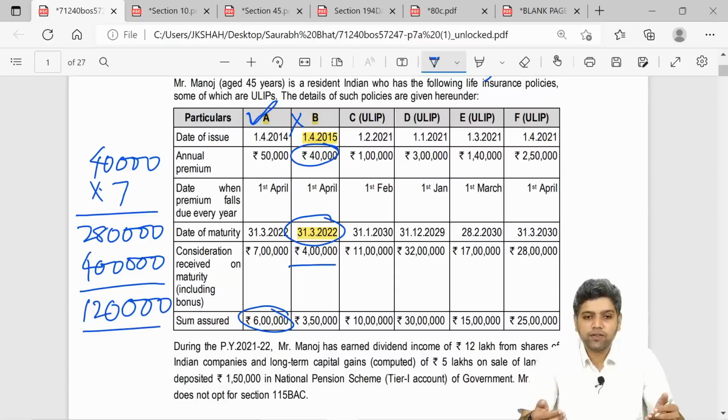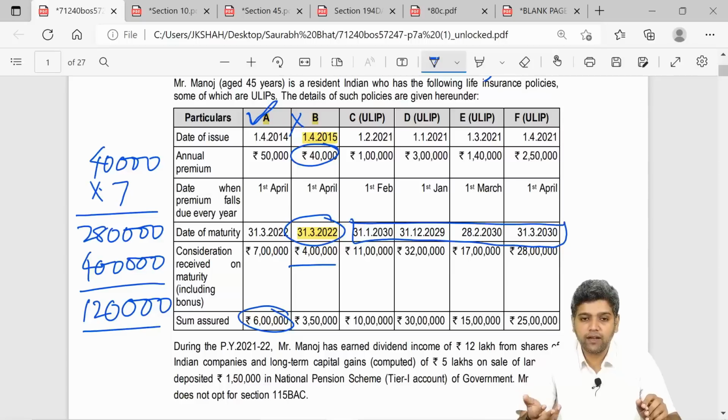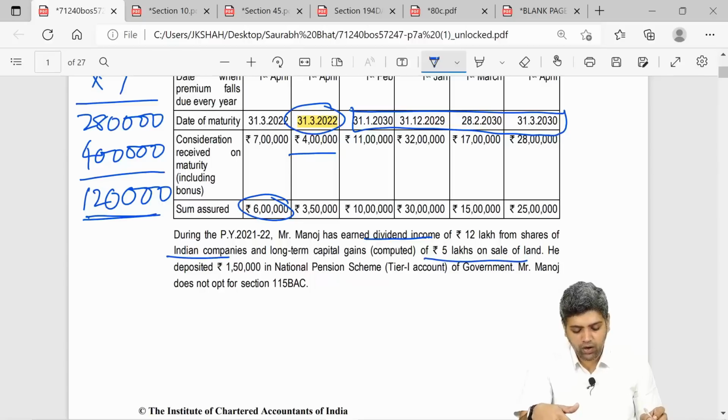I say this at the cost of repetition. Policy A is exempt from tax, so there is no question of taxing the maturity proceeds of policy A. Sir, what about ULIPs? ULIPs please don't consider, because all these are maturing in 2030. So there is no question of taxing it right now. We are talking of FY 21-22, that is AY 22-23. ULIPs will be taxable whenever they mature. So as far as the insurance policies are concerned, the income arising on that is 1,20,000. Apart from that, they have told us that Mr. Manoj has derived a dividend income of 12 lakh rupees from shares of an Indian company and long-term capital gain of 5 lakh rupees on sale of land.